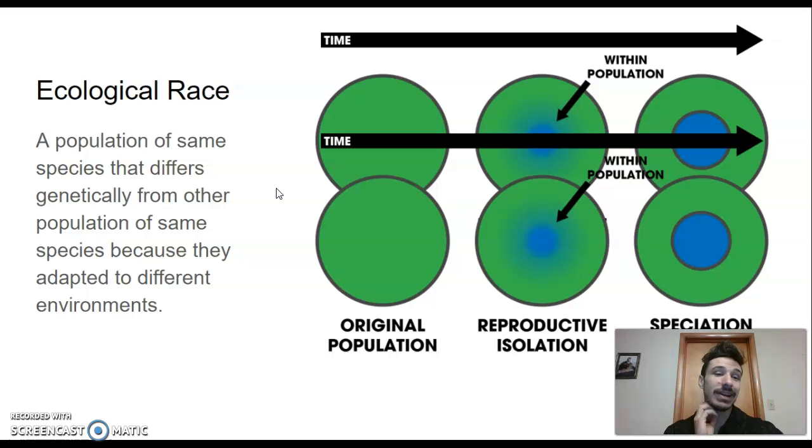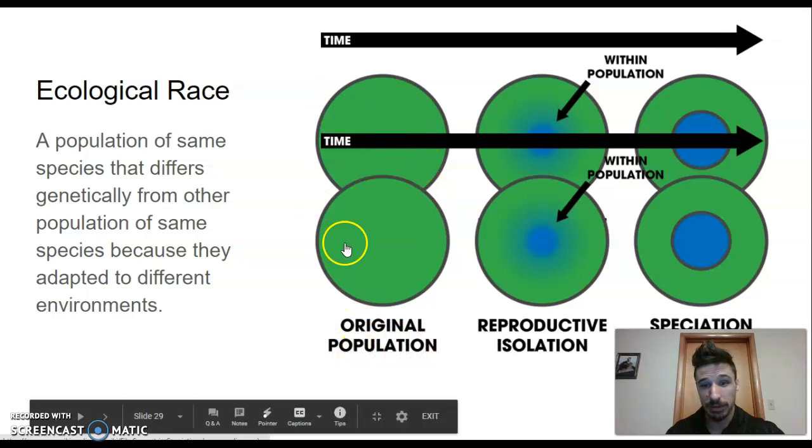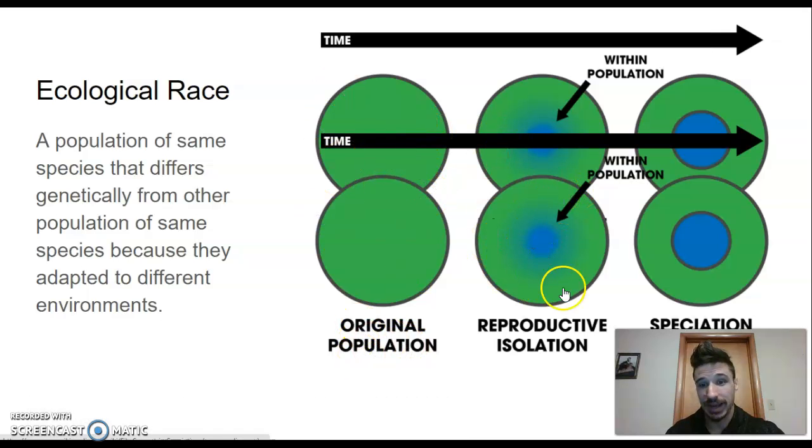Okay, so the ecological race. A population of the same species that differs genetically from other populations of the same species because they adapted to different environments. Okay, so what does that mean? Well, okay, here's time. Time moves this way. We have the original population. Then we have reproductive isolation within this population and within this population. And then we have speciation within these populations.